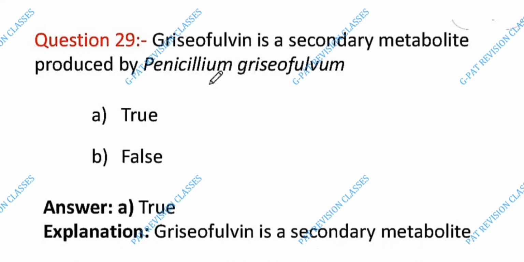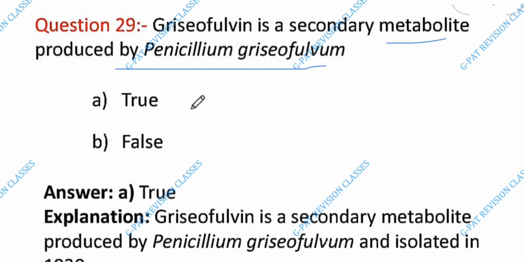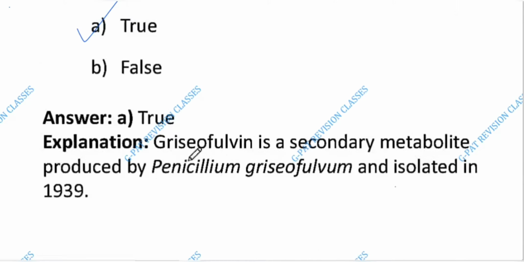Next is question number 29. Griseofulvin is a secondary metabolite produced by Penicillium griseofulvum. Yes, griseofulvin is a secondary metabolite produced by Penicillium griseofulvum and isolated in 1939.